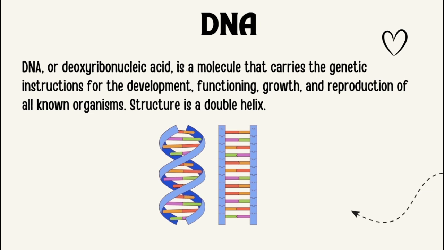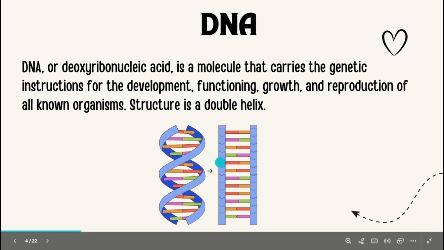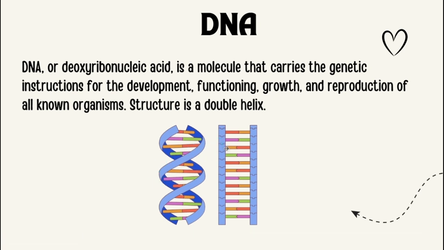It starts from here. Now, if you look at this diagram, the structure of DNA is known to be a double helix. It's two strands, a two-stranded molecule. That's how we say a double helix. So that's how the structure of DNA would basically look.